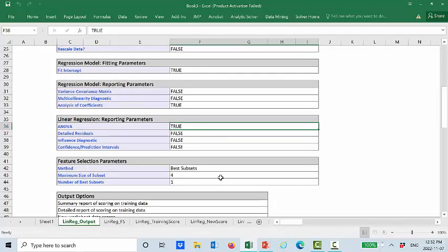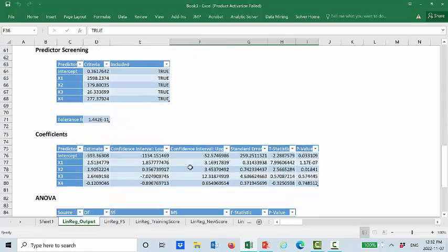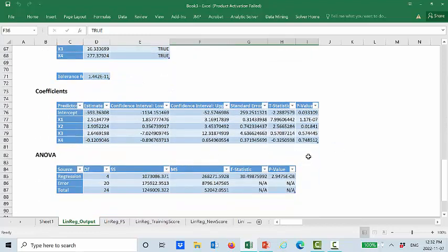I have selected the best subset method. The maximum size of the subset is 4, and the number of best subsets for each category, I only want 1. It's giving me information about the original model. Should I have all the variables in my model? This is the equation I would get: minus 593 plus 2.5x1 plus 1.9x2 plus 2.6x3 minus 0.12x4.